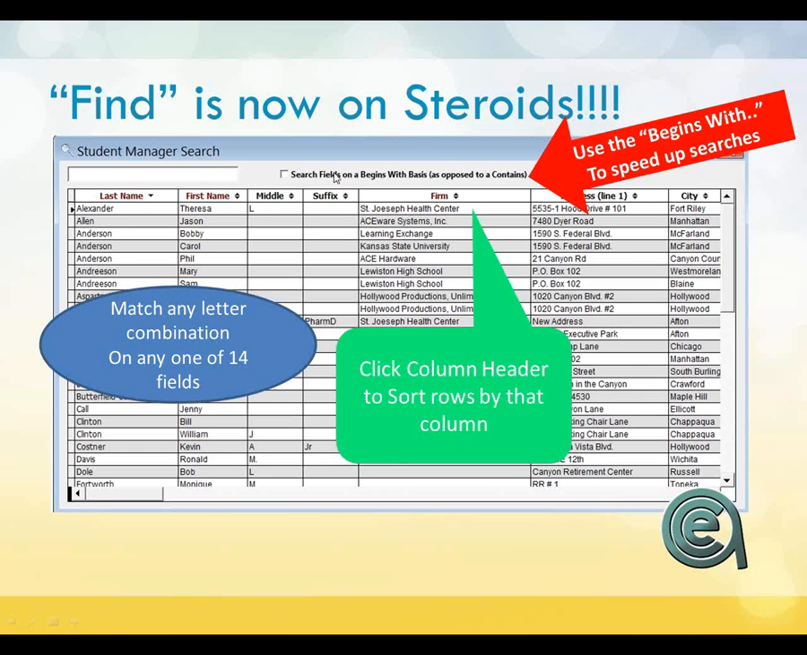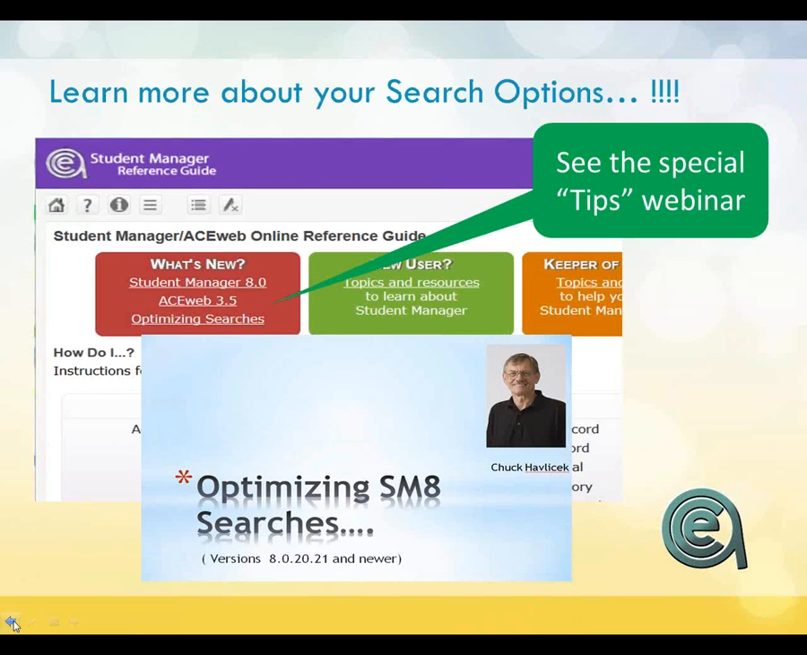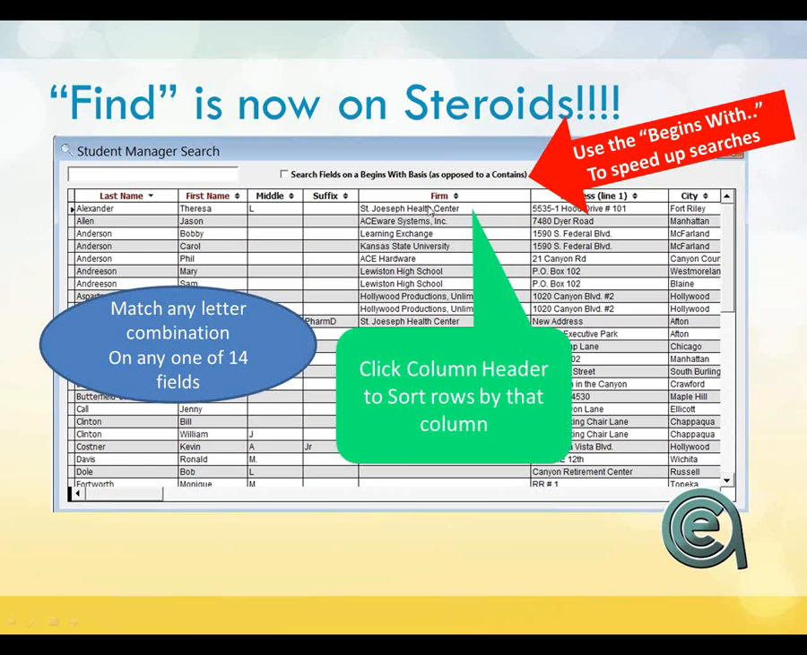And then finally, there is an option, search on a begins with versus contains. If you're trying to do faster speed, generally leaving this checked is a faster way to search for records in the system, whether that's names or courses or anything else. Now again, if you're trying to do wildcard searches, for instance, searching for the word university anywhere in the firm, then of course you could turn that off and it would give you the option to search by keyword in the firm field.